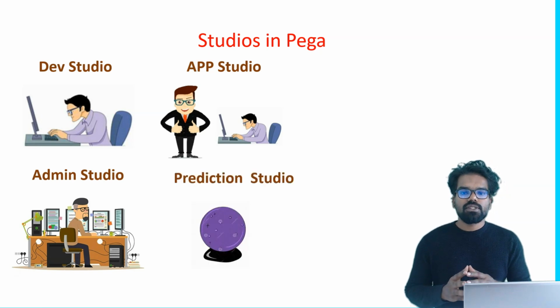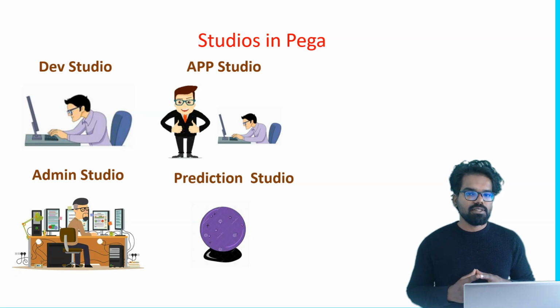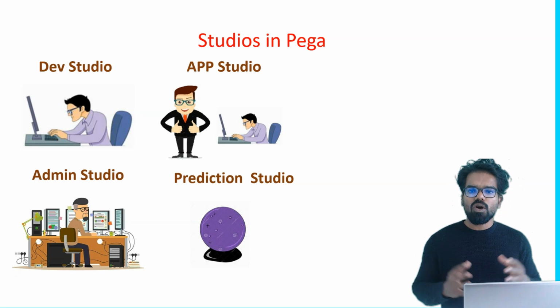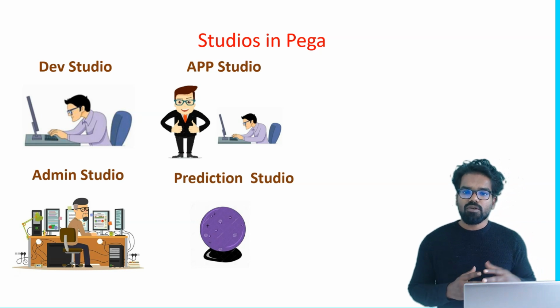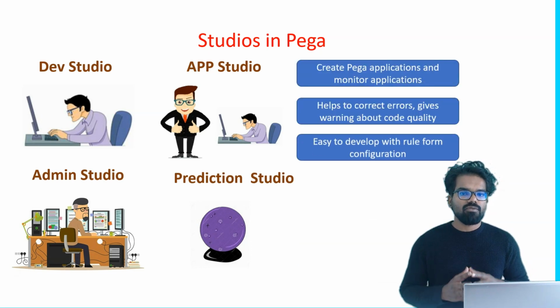The fourth studio is the Prediction Studio, which can be used for decisioning. For now, that will be out of scope for this video series. Now that we have looked into all four studios that come out of the box with the Pega installation, what are the advantages of all these studios?